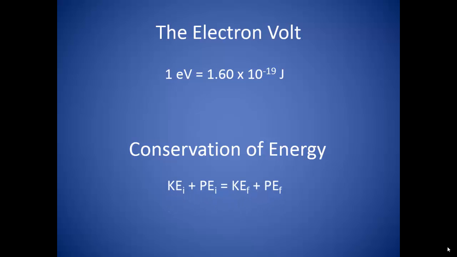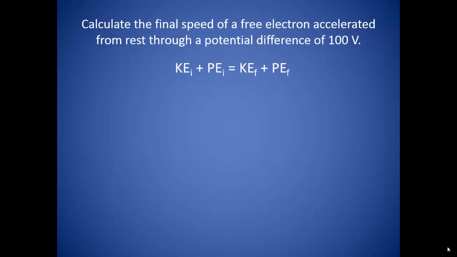Just like in mechanical energy, the initial kinetic energy and initial potential energies will equal the final kinetic and final potential energies. We can calculate the final speed of a free electron accelerated from rest through a potential difference of 100 volts. Taking our expression for conservation of energy, we can substitute in what we know. The electron starts at rest, and we are going to convert all of its potential energy into kinetic energy.